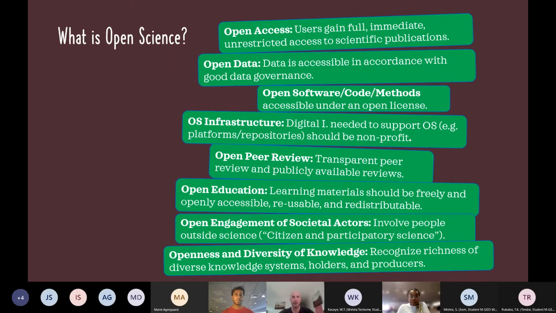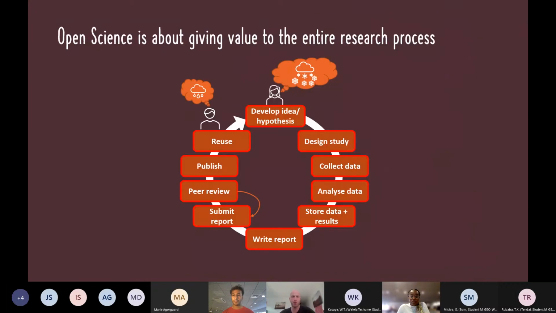I personally like this definition a lot because it does not only focus on technical aspects, but it also considers societal issues. And as you can see, the focus is not only on the scientific article, but also on the other research components like data and code. In summary, open science is about giving value to the entire research process.